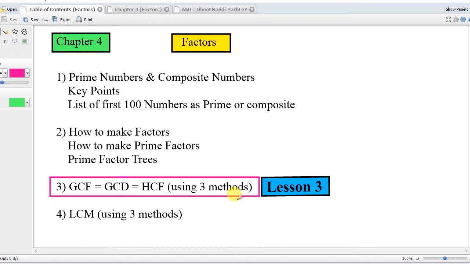So today we are going to start lesson number 3, which is finding the GCF, GCD and HCF. These are three different names for the same thing, and we are going to solve the greatest common factor using three different methods.